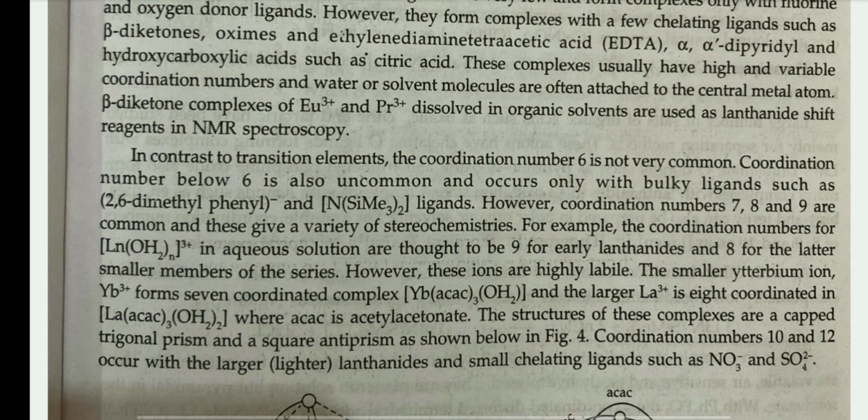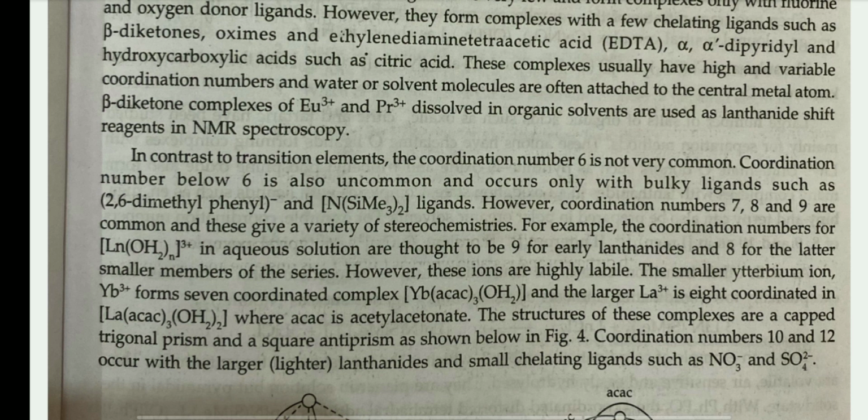The smaller ytterbium ion Yb3+ forms a 7 coordinated complex Yb(acac)3(OH2), and the larger La3+ is 8 coordinated in La(acac)3(OH2)2, where acac is acetylacetonate. The structures of these complexes are a capped trigonal prism and a square antiprism as shown below in figure 4.